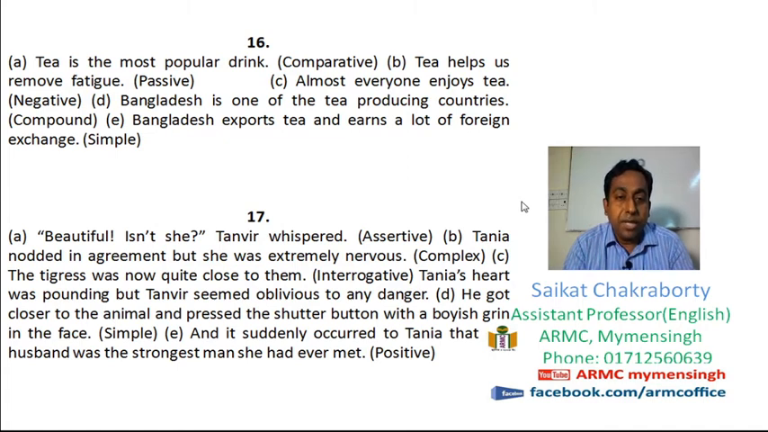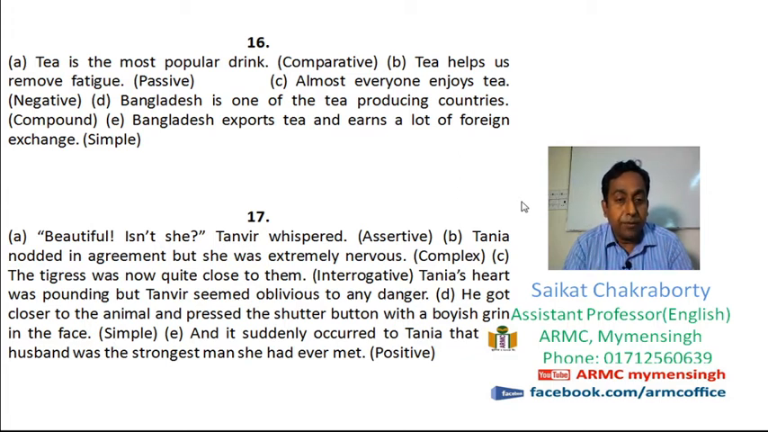Bangladesh exports tea and earns a lot of foreign exchange. Simple. To make it simple, we can bring export at the beginning of the sentence, and you know it clearly that when the main verb comes at the beginning, then it transforms into ing form. So we can say exporting tea, Bangladesh earns a lot of foreign exchange. Then come to number 17.